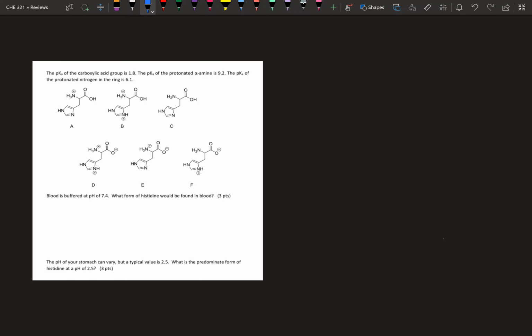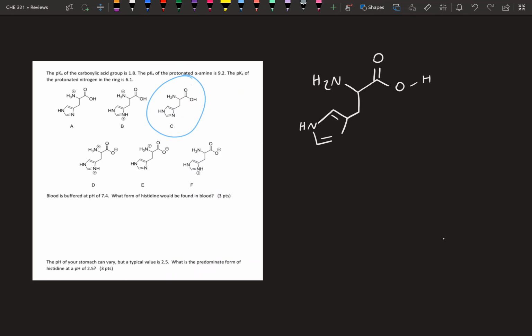What I like to do is pick one of the choices that's neutral. If you look at all these choices, there's one neutral structure right over here, so I'm just going to start out with that. I'm just redrawing it so that I can focus on it better. This kind of knowledge does come up in biochem if you take it, so I would suggest you understand this topic. It's not too complicated, it just may be slightly confusing in the beginning.